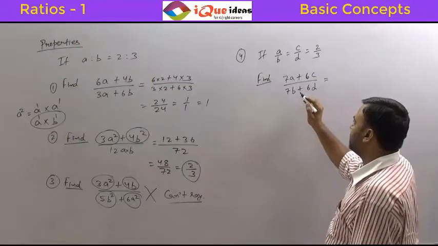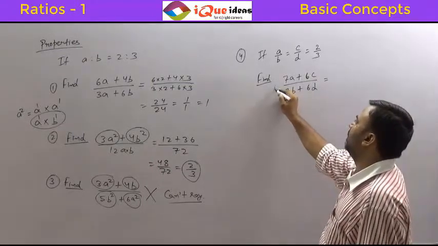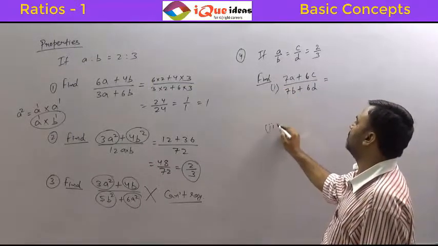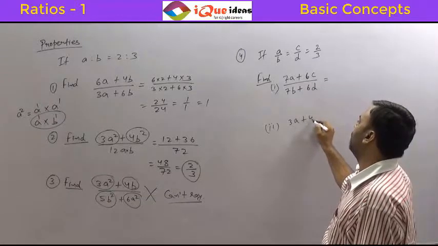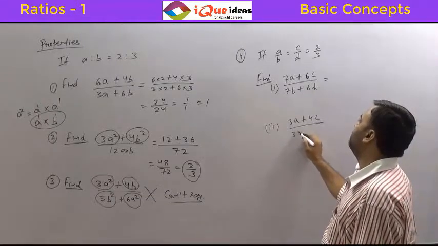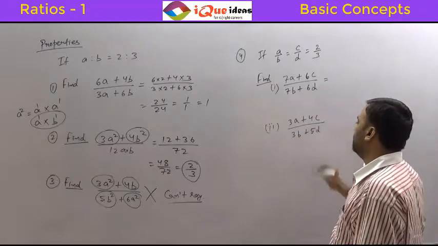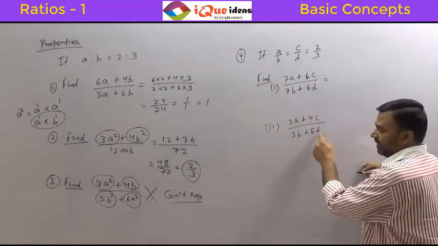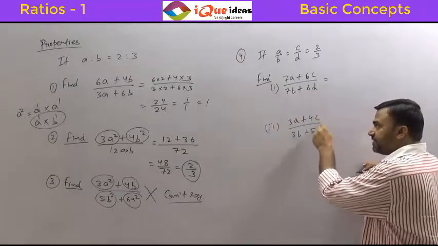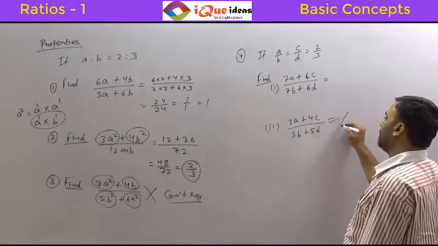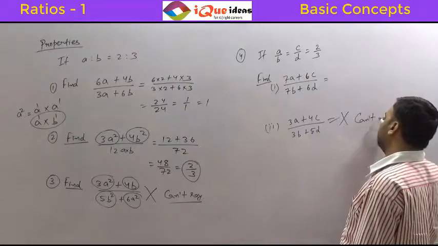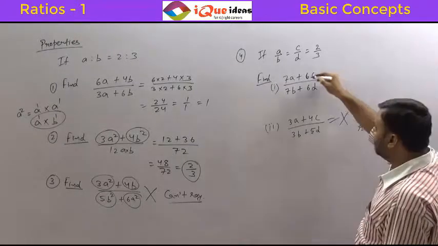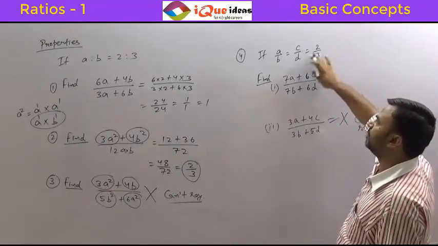I'll take another example. If the question was (3a + 4c) by (3b + 5d), here the coefficients of a and b are the same, a and c are on the same side, b and d are on the same side, but the coefficients of c and d are not the same, so here we cannot calculate, can't say. This we can calculate by putting these values 2 and 3.